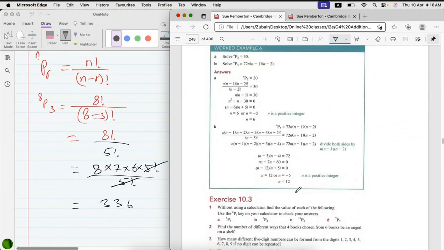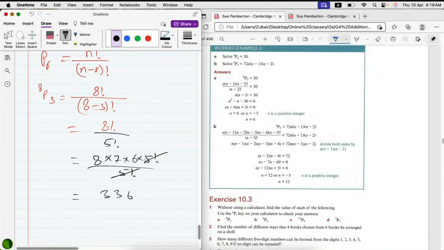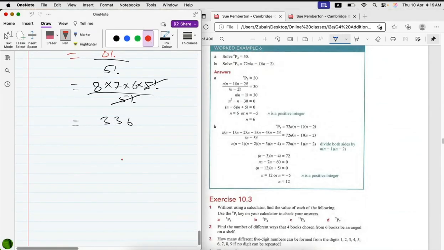Now solve nP2 is equal to 30. So you just put that in the formula. nP2 is n factorial over (n minus 2) factorial, which is equal to 30. Now, how do we proceed?